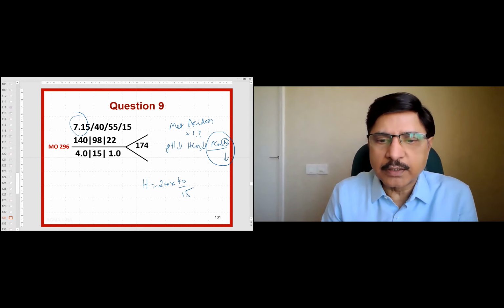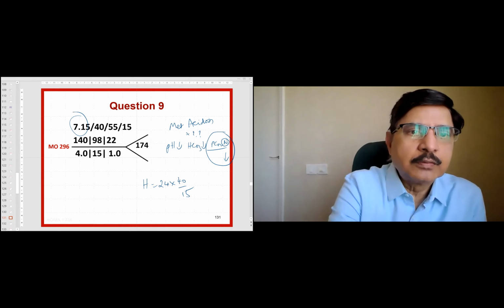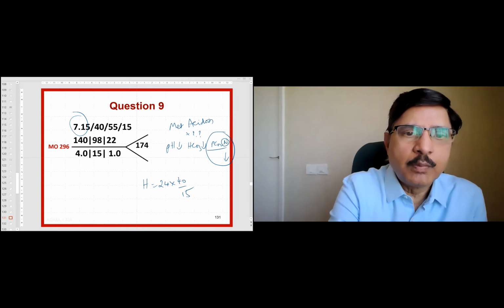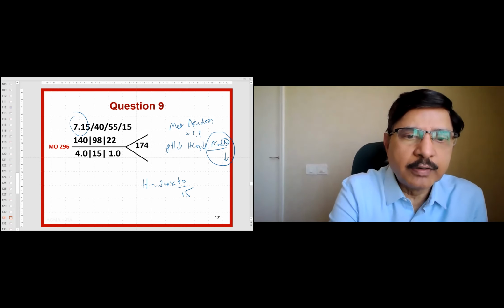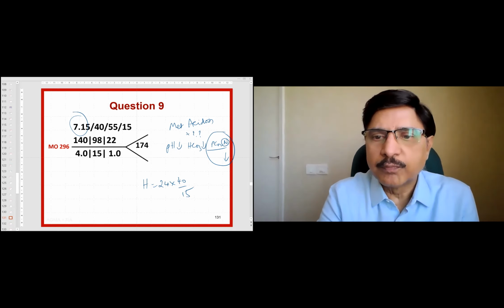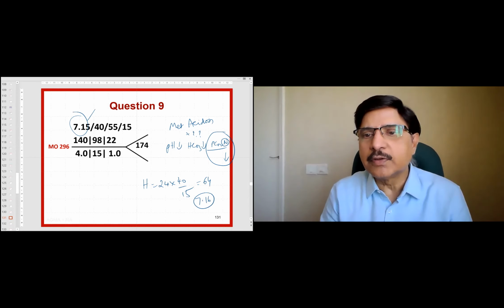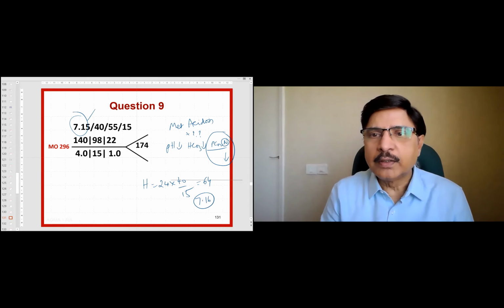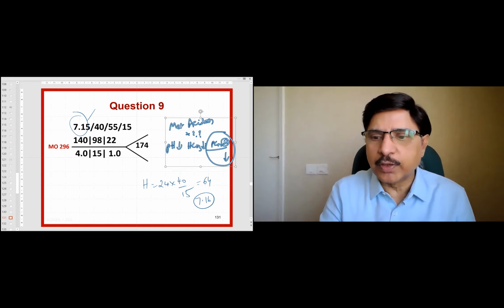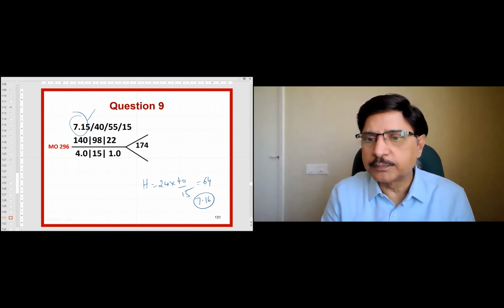That is right, isn't it? 24 multiplied by 40 divided by 50. That is 64, which means 7.16... 7.15. It's okay, so consistency is verified. That part is okay. And when we have metabolic acidosis, we are bound to look at the anion gap.